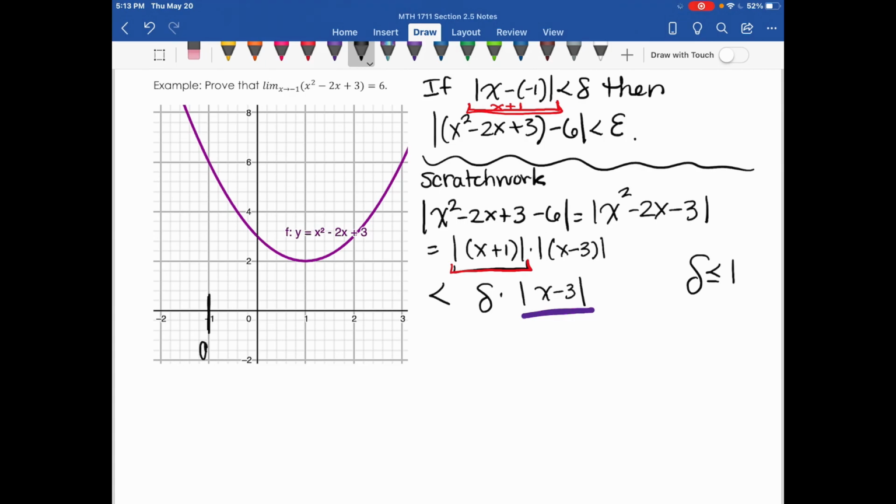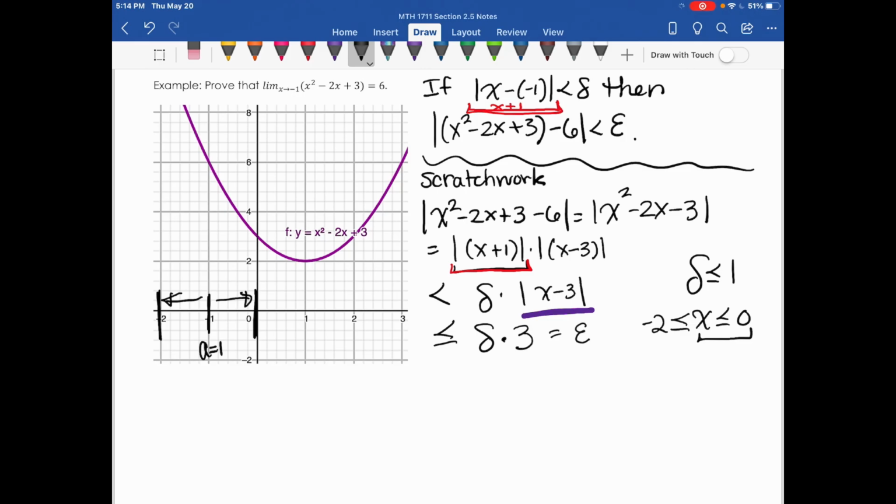And that way when we look at our value of a, which is -1, if I go out 1 in either direction, the largest x value that I get on that interval is going to be 0. So x is going to be less than or equal to 0 and greater than or equal to -2. So since I know x is less than or equal to 0, I can say that this is less than or equal to, and then when I plug in 0, I get the absolute value of -3, which is 3. So I get delta times 3.